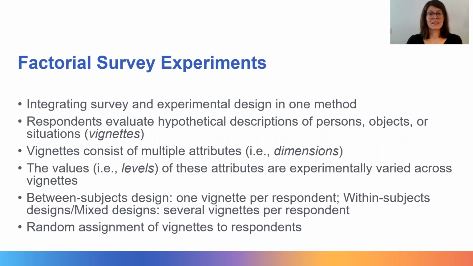Depending on the design, single respondents may evaluate only one vignette or several vignettes in sequential order. In this course, we will focus on the latter type of factorial surveys, which are most often used in the social sciences. In any case, however, the vignettes are randomly assigned to respondents. We will talk about the main features of factorial surveys later in more detail. For now, let's focus on what factorial surveys actually do.